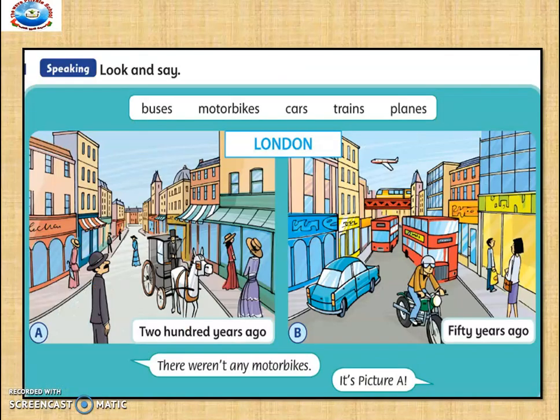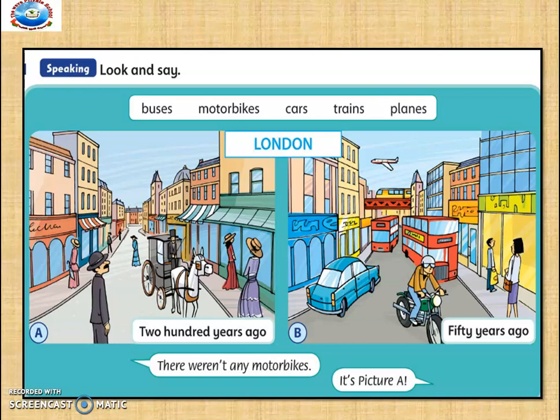Let's do the speaking activity from page number 88. Here you have to look and say. You can see on the slide, on the image, there are few words given in a box: buses, motorbikes, cars, trains and planes. There are two images given. Image A is 200 years ago. Image B is 50 years ago. And both the images are from London. So you can see what was there 200 years ago and what was there 50 years ago.